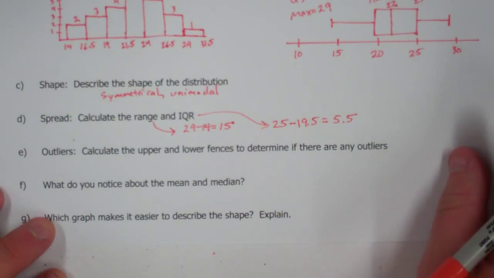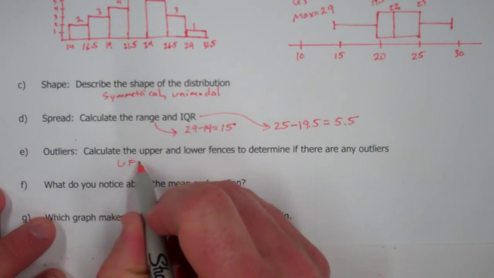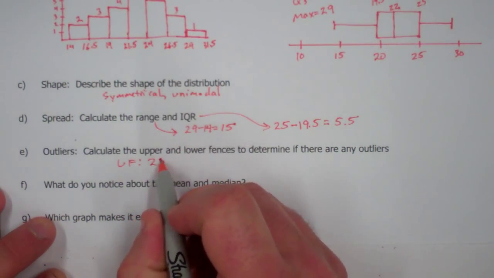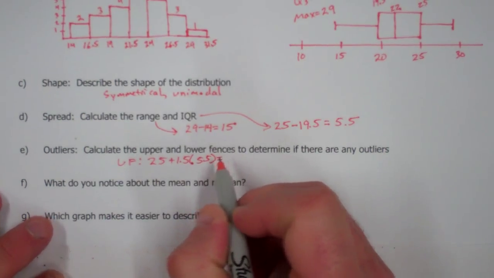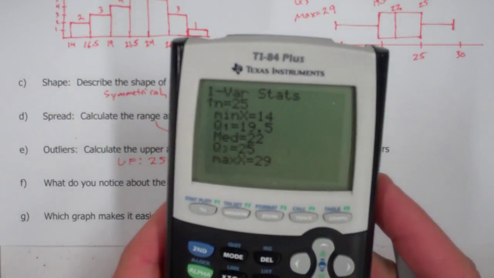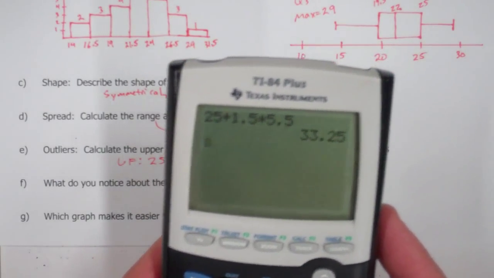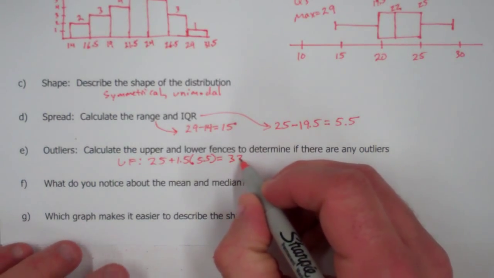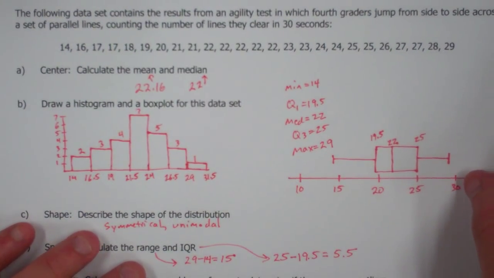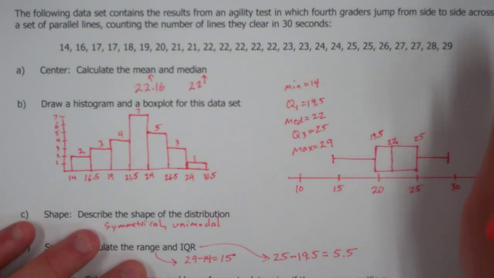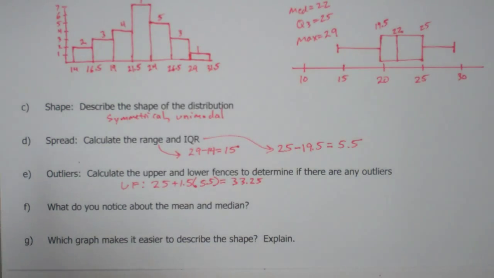We're going to try to calculate the upper and lower fences and determine if there are any outliers for this one. So if we look at this, the upper fence is going to be Q3, which is 25, plus 1.5 times the IQR, which is 5.5. And I'll just type this in the calculator. So we've got 25 plus 1.5 times the IQR, which is 5.5, and that's 33.25. For the upper fence, we want to look at the data set and see if there's any values that are bigger than 33.25. We can see here that there's not. So for this one, there is no high outlier, or one that's larger than the upper fence.